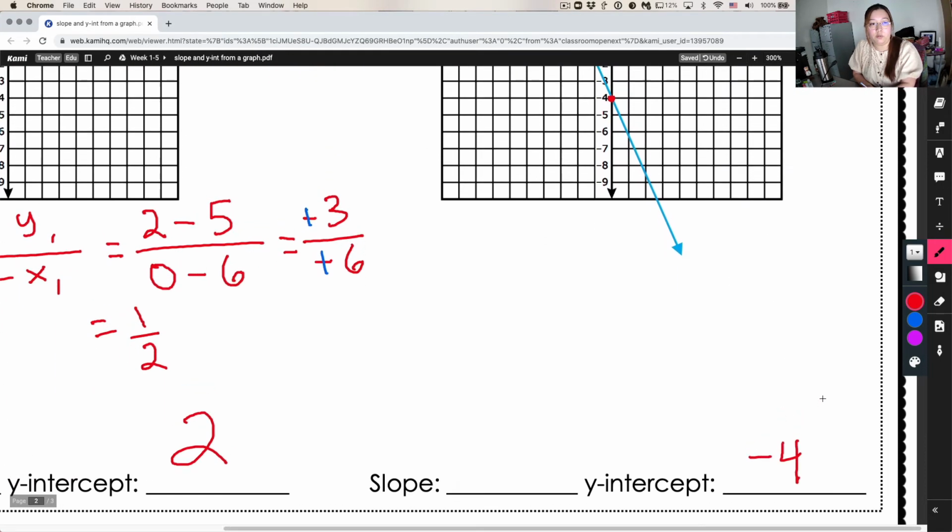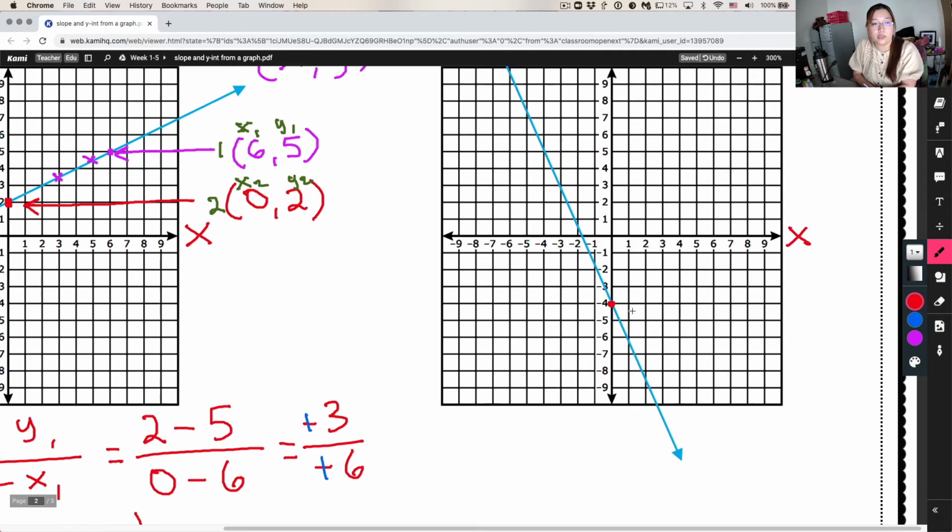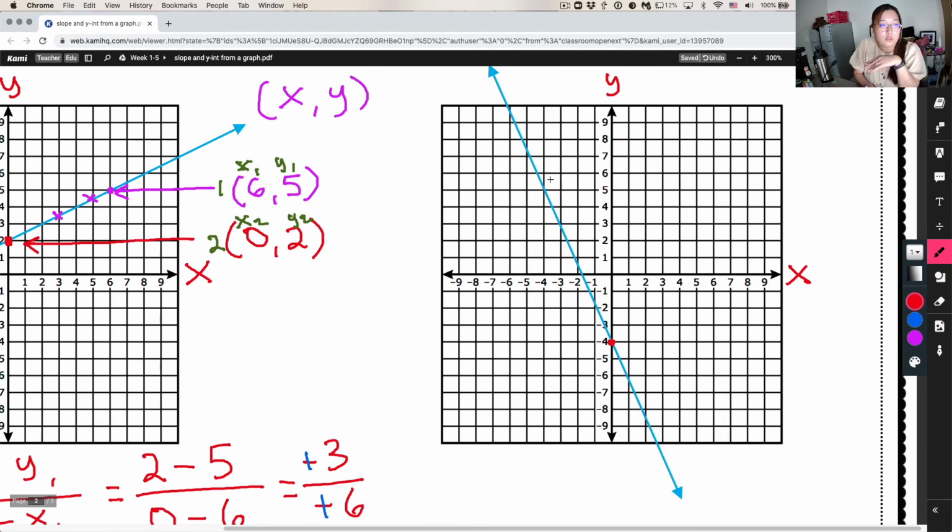Let's find the slope. There's one point. Let's find another perfect point. Here we go. Right on a corner right there. I'm not drawing these points very nicely. Here we go. Right? So this point here, this is 0, negative 4. This point here is -4, 5.